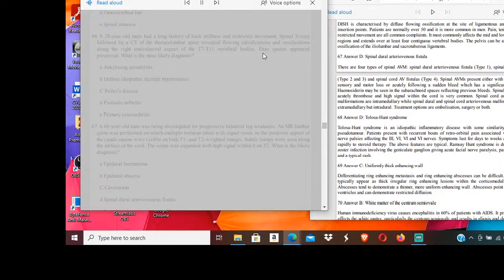Spinal stenosis. 66. A 38-year-old male had a long history of back stiffness and restricted movement. Spinal X-rays followed by a CT of the thoracolumbar spine revealed flowing calcifications and ossifications along the right anterolateral aspect of the T7 to T11 vertebral bodies. Disc spaces appeared preserved. What is the most likely diagnosis? A. Ankylosing spondylitis. B. Diffuse idiopathic skeletal hyperostosis.